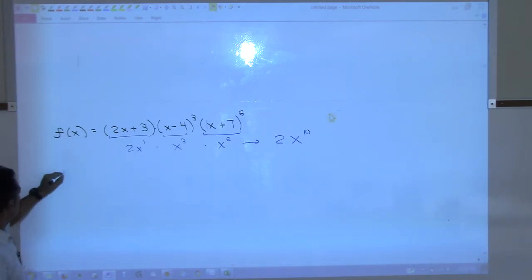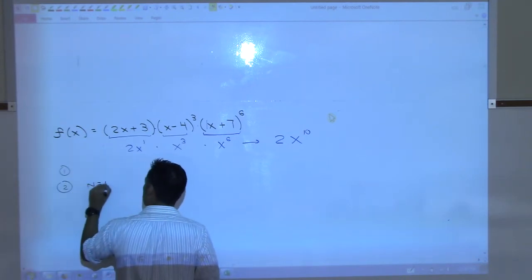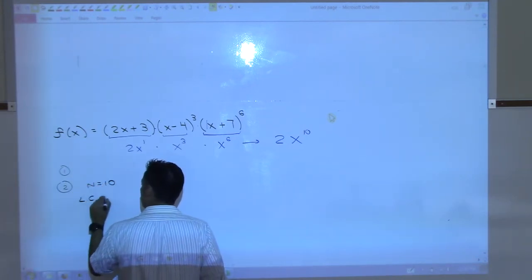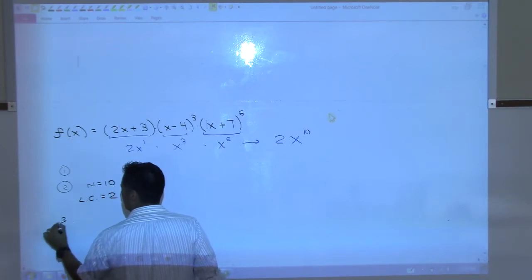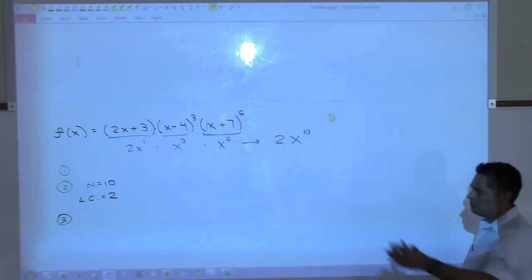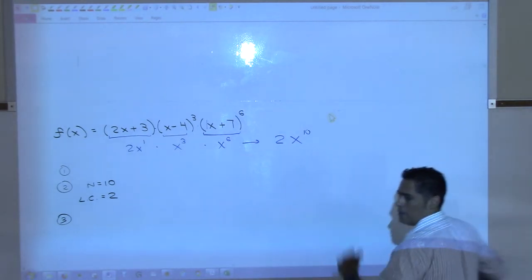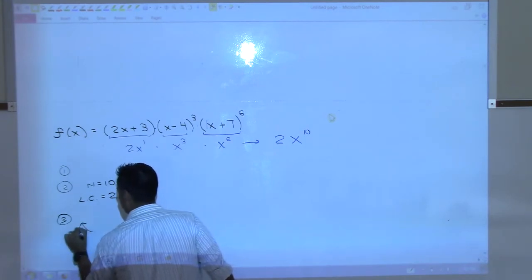Okay. So first step was polynomial. Second step, we wanted the degree. The degree is 10, so n is 10. Leading coefficient here is 2. Third step is the end behavior. Can you just tell me what it is? So left side, up. Right side, up. So this is up, up.